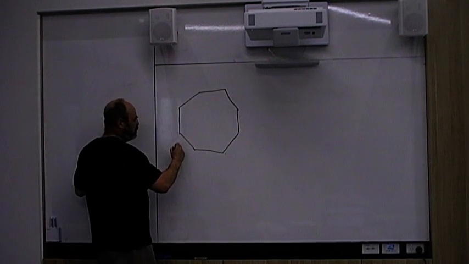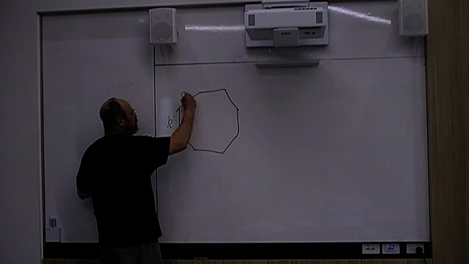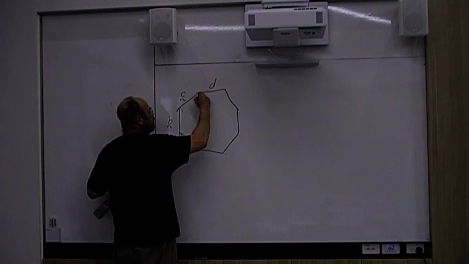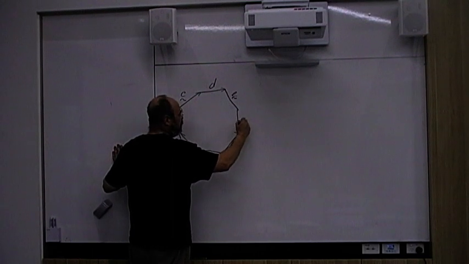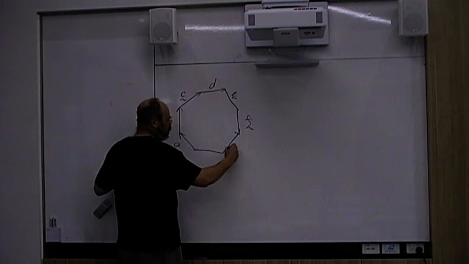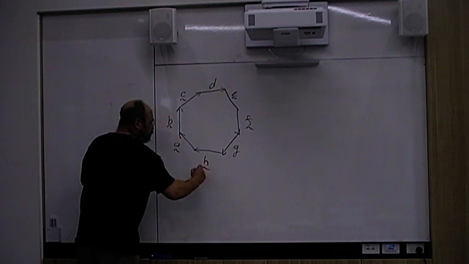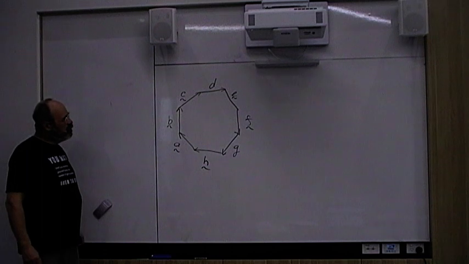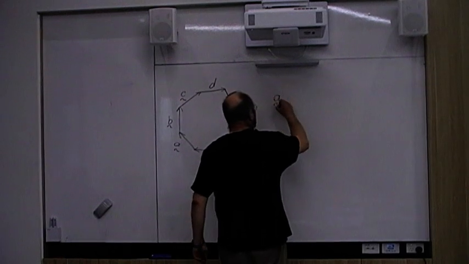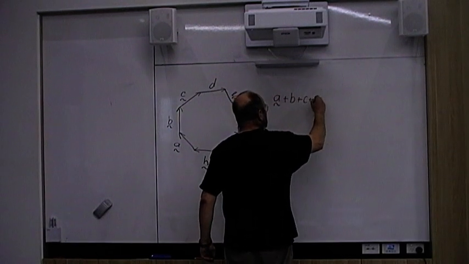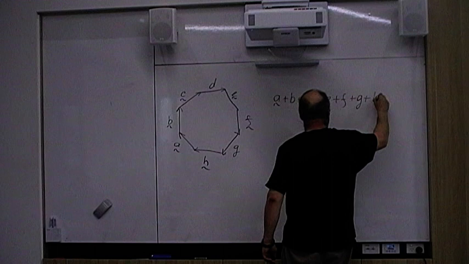And we have vectors A, B, C, D, E, F, G, and H. So we have vectors which make this polygon. What will be the result of the addition if you do A plus B plus C plus D plus E plus F plus G plus H?